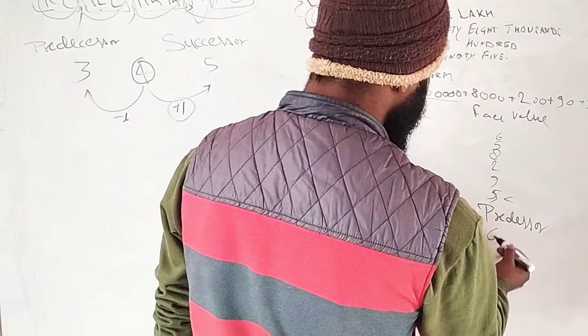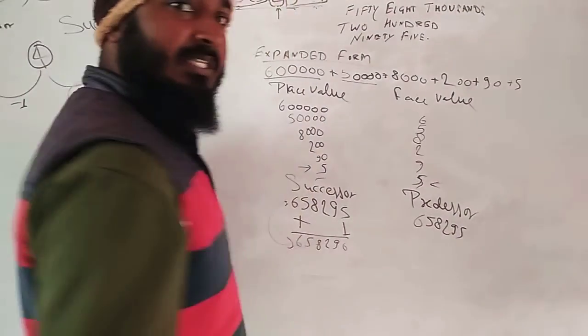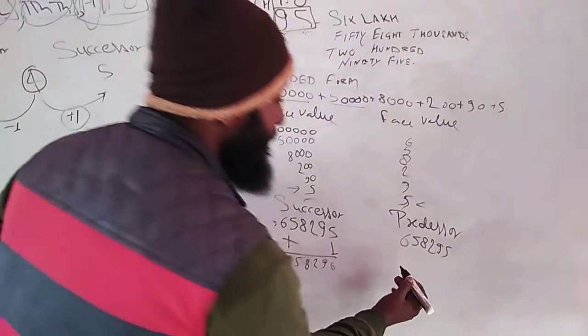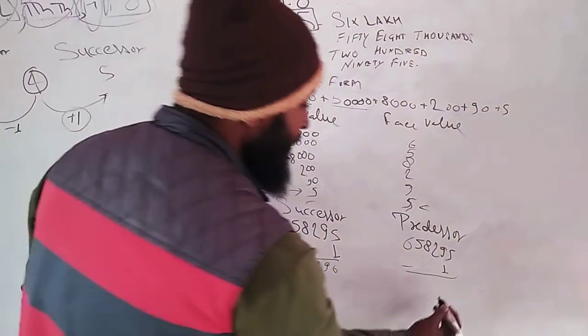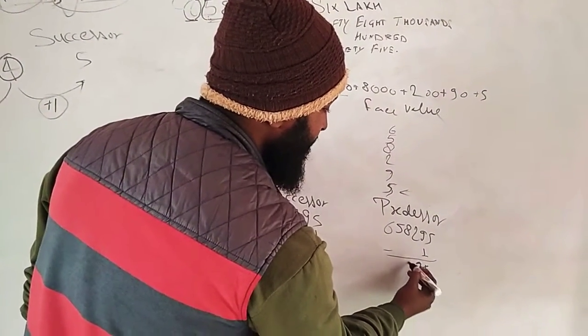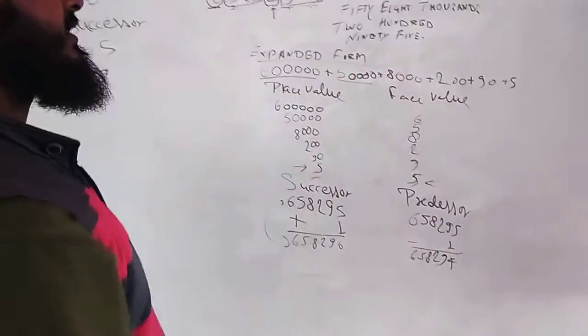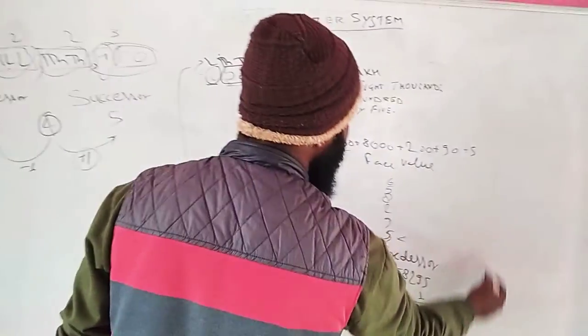Again write the number 6, 5, 8, 2, 9, 5. For this number we have to find the predecessor. Then minus 1. 5 minus 1 is 4. Then 9, then 2, then 8, then 5, then 6. Okay, done. This is the predecessor. This is the whole number after that.